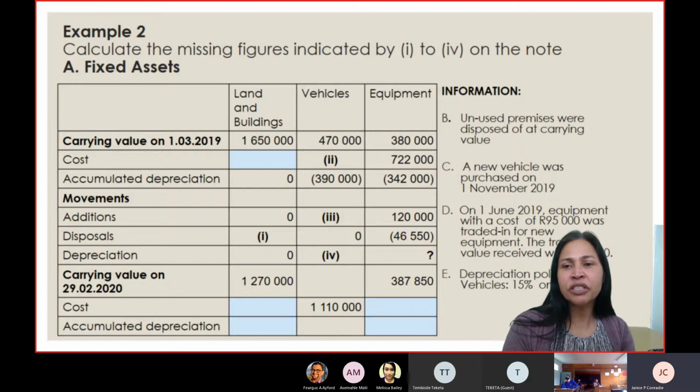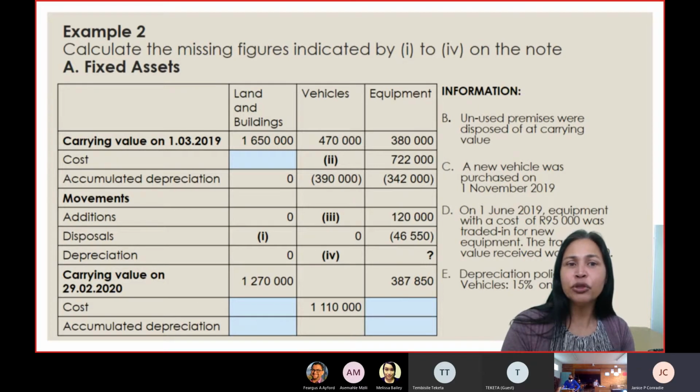Grade 12, it's important that you read your activities, and then you take a pencil and you underline important information, right? And that way, when you come back to it, you can clearly see what it is that you have calculating and entering information where it is applicable. C says that a new vehicle was purchased on the 1st of November 2019. Now that date is important, so I want you to highlight or underline the 1st of November.